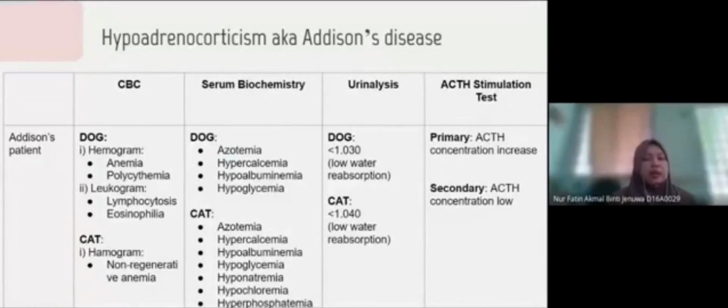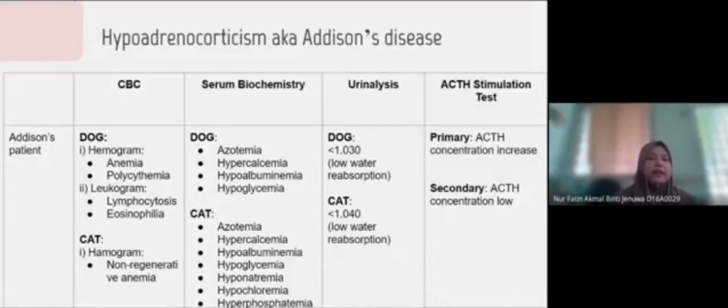Lastly, we can do the ACTH stimulation test. This ACTH stimulation test is used to measure how the adrenal gland responds to the adrenocorticotropic hormone. If the patient suffers from primary hypoadrenocorticism, the ACTH concentration will be increased. This is because primary hypoadrenocorticism happens due to a problem directly at the adrenal gland itself. So if the ACTH level is increased, that means there is no damage or injury or problem at the pituitary gland.